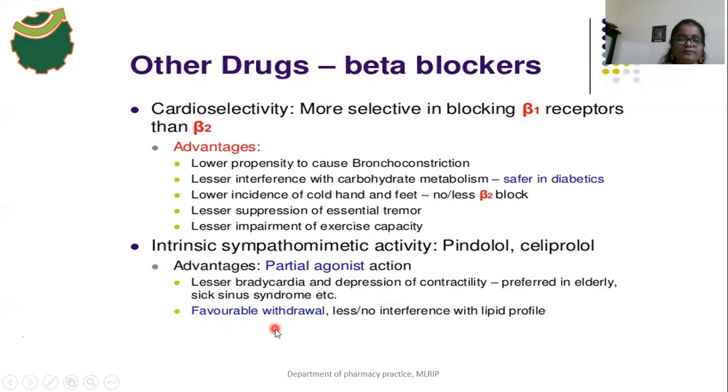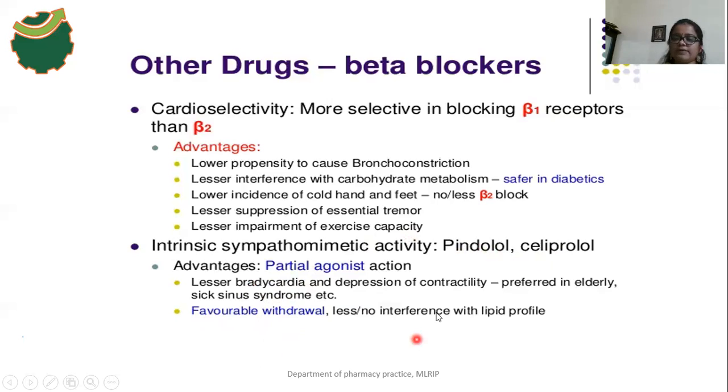After withdrawal of pindolol and celiprolol, there is no increase in blood pressure. After withdrawal of these two drugs, they do not cause hypertension.